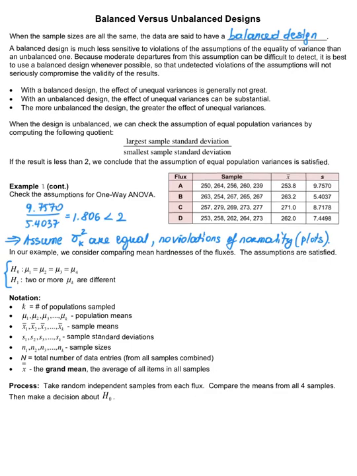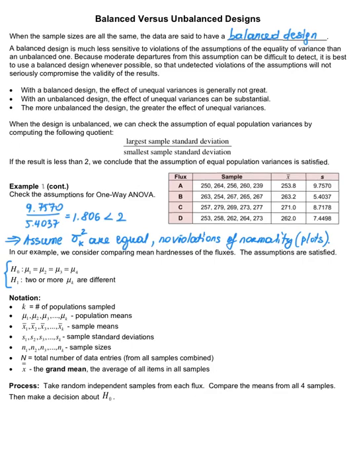With an unbalanced design, the effect of unequal variances can be very substantial and can cause our results to be unreliable. The more unbalanced the design, the greater the effect of unequal variances is. When the design is unbalanced, we can check the assumption of equal population variances by computing the following quotient: dividing the largest sample standard deviation by the smallest sample standard deviation. If the result is less than 2, we conclude that the assumption of equal population variances is satisfied. Of course, if this quotient produces a number that is greater than 2, then the assumption of equal population variances is violated.